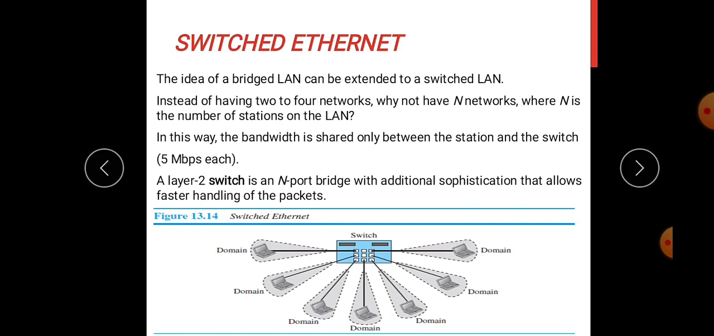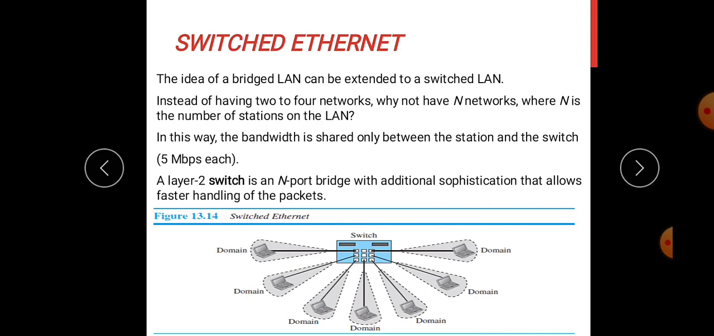Next is switched Ethernet. The idea of bridged LAN can be extended to switched LAN. Instead of having 2 or 4 networks, why not have N networks, where N is the number of stations on the LAN? In other words, if we can have a multiple port bridge, why not have an N port switch? Why can't we switch from a bridge into a switch? In this way, the bandwidth is shared only between the station and the switch. In addition, the collision domain gets divided into N domains.